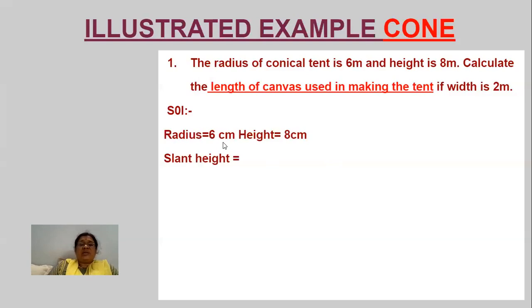See what is given, the radius is given, the height is also given. Let us draw a suitable diagram for this. See here, this is a cone, this is a tent. So you need to find out the LSA. This base is not necessary. The height of the cone is given, that is 8 meters, and the radius is 6 meters. So for this, we'll find out the lateral surface area of the cone.